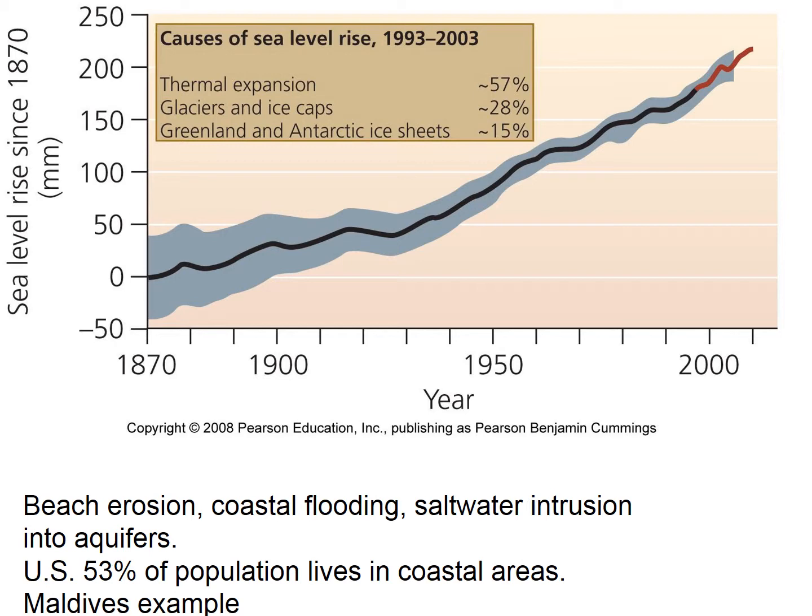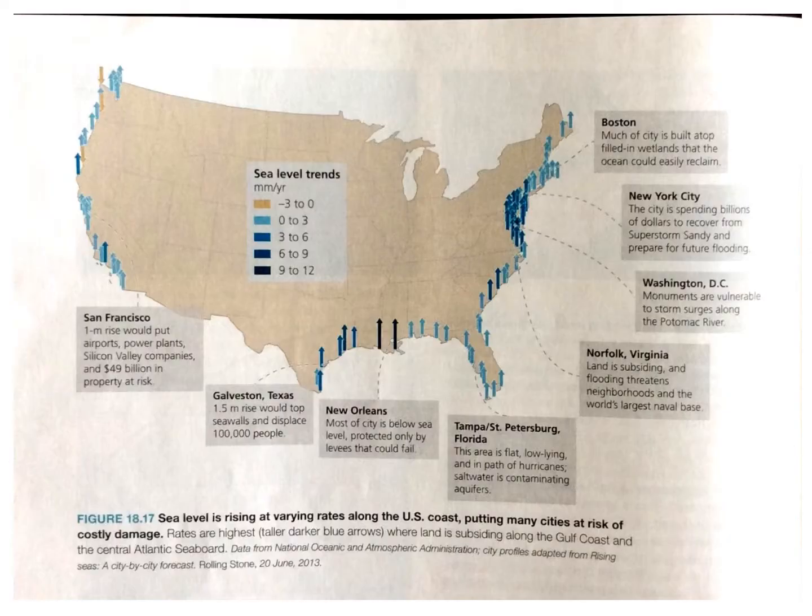So beach erosion, coastal flooding, saltwater intrusion into aquifers. So remember how the aquifers, go back to that picture, they eventually do have a connection to the ocean. So as saltwater rises, they actually can force the freshwater back in aquifers. And so more people are having saltwater come up into their aquifers. This is really an issue in southern Florida, especially. So for the U.S., 53% of the population lives in coastal areas. And obviously, any of those island nations are going to be really concerned about this.